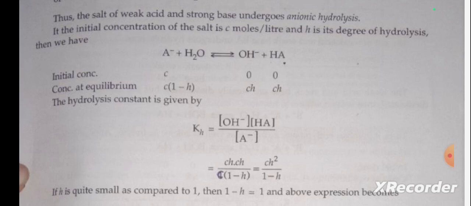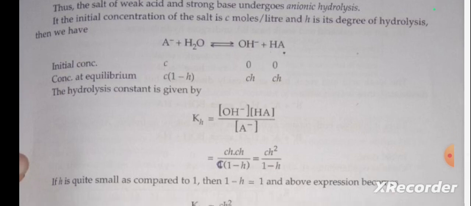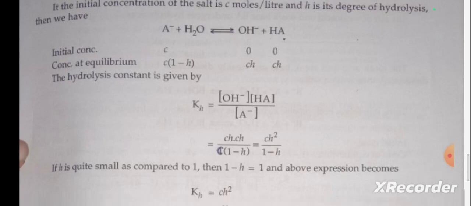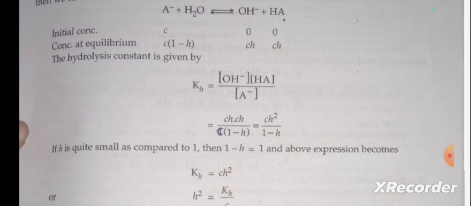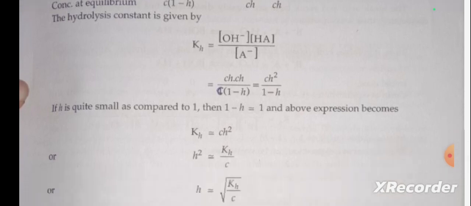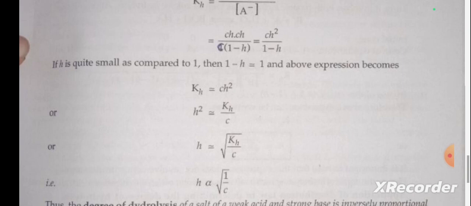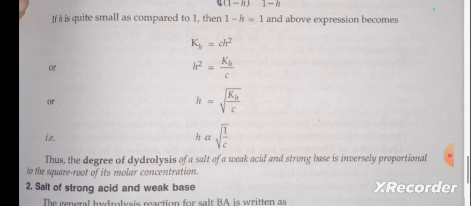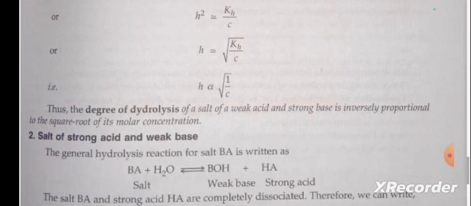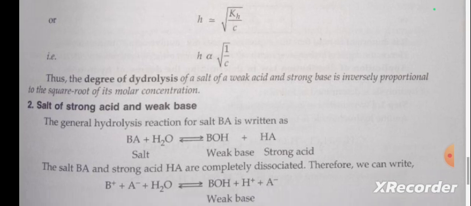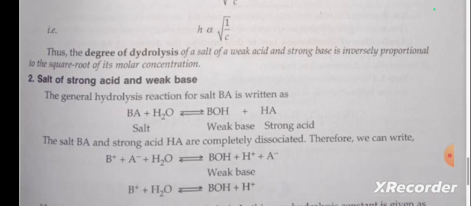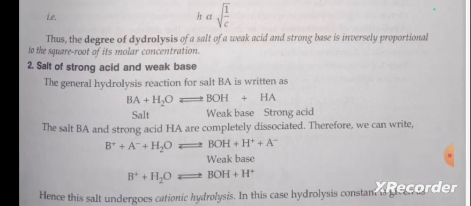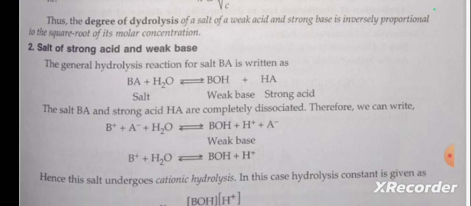If the initial concentration of salt is C moles per liter and h is the degree of hydrolysis, then we have A- + H2O ⇌ OH- + HA, with concentrations C(1-h), Ch, Ch. Hydrolysis constant is given by KH = [OH-][HA]/[A-] = Ch·Ch/C(1-h) = Ch²/(1-h). If h is quite small as compared to 1, then 1-h is equal to 1. The above expression becomes KH = Ch², h² = KH/C, h = √(KH/C). The degree of hydrolysis of a salt of a weak acid and strong base is inversely proportional to the square root of its concentration.